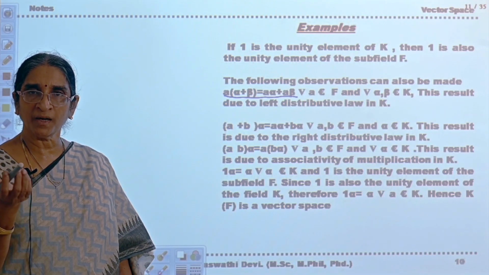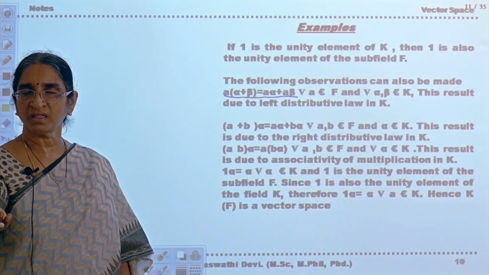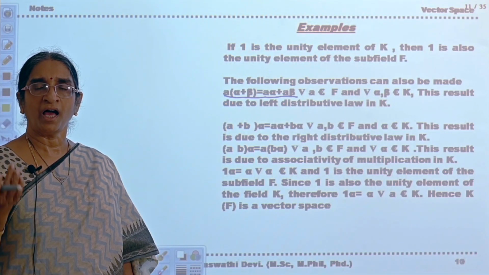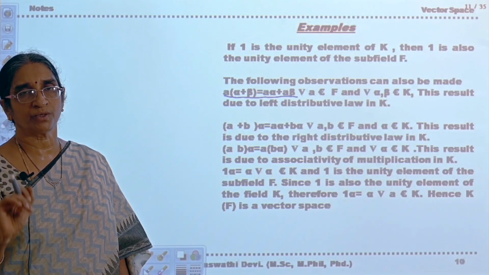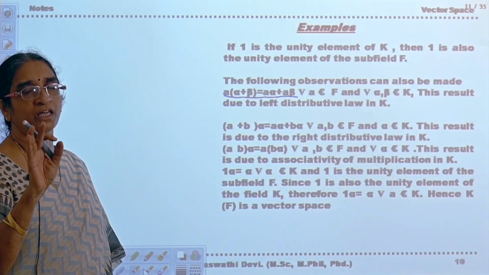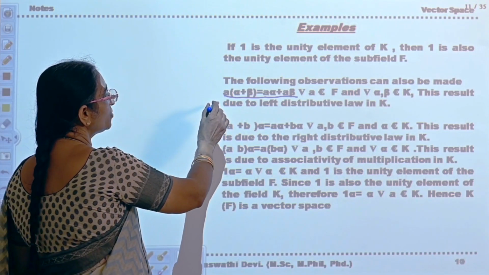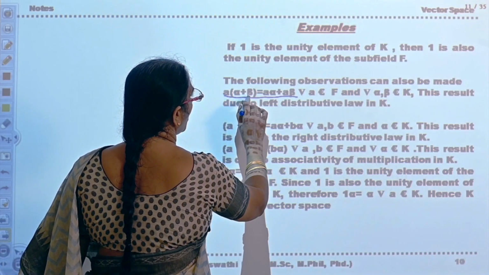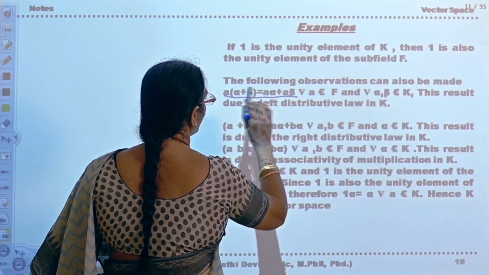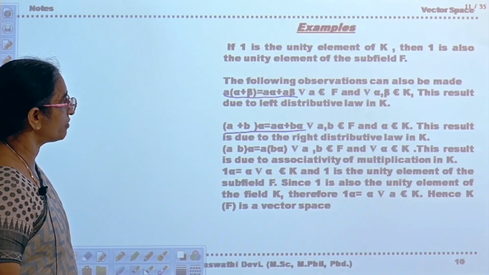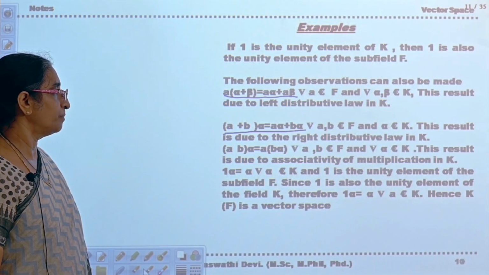When will you say (K, +, ·) is a field? (K, +) is abelian, (K minus singleton 0, ·) is abelian, and K should satisfy left distributive and right distributive, then only K will be a field. Here you have taken K as a field, so according to the distributive law, a into (alpha plus beta) is equal to a alpha plus a beta. Similarly, (a plus b) into alpha is also equal to a alpha plus b alpha.